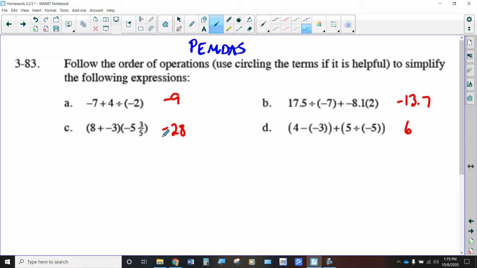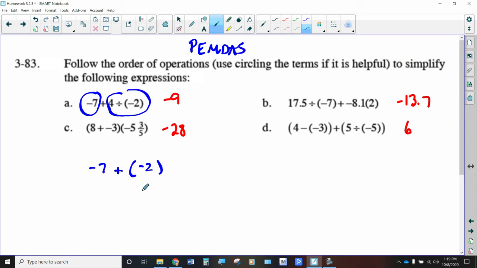Or you could circle the terms if you want to do that. Let's try it on this one. You see that plus sign? Remember, the terms are the parts that are getting added together. So you could take the -7 plus whatever the answer is to 4 divided by -2. So that is -7 plus -2.